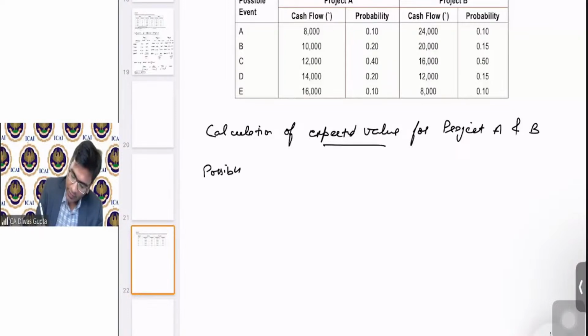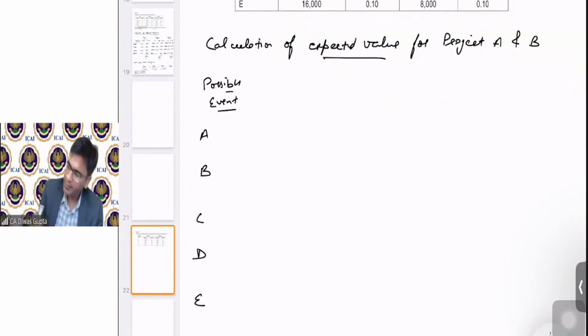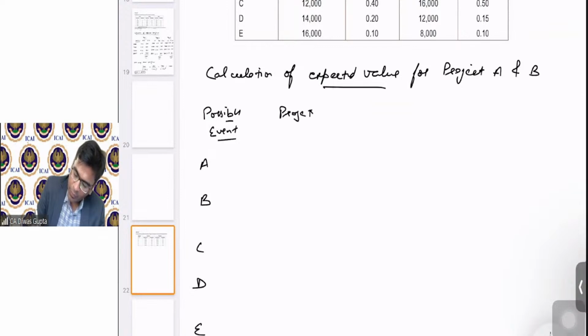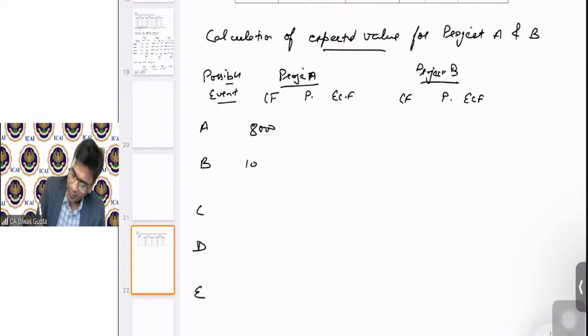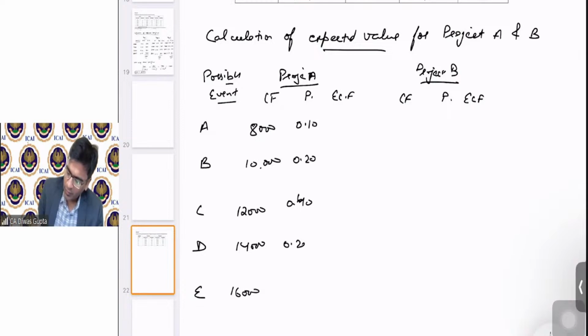Possible events A, B, C, D, and E. Project A, cash flow, probability, expected cash flow. Project B, cash flow, probability, expected cash flow. The cash flows are 8,000, 10,000, 12,000, 14,000, and 16,000. Probabilities are 10%, 20%, 40%, 20%, and 10%. So students, I'm just writing the total here.